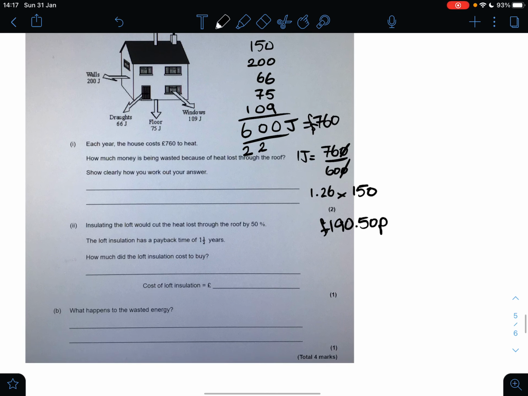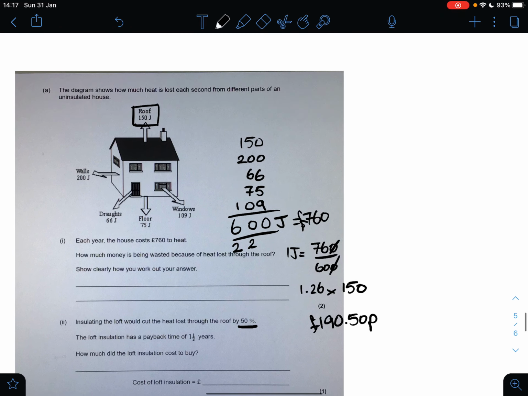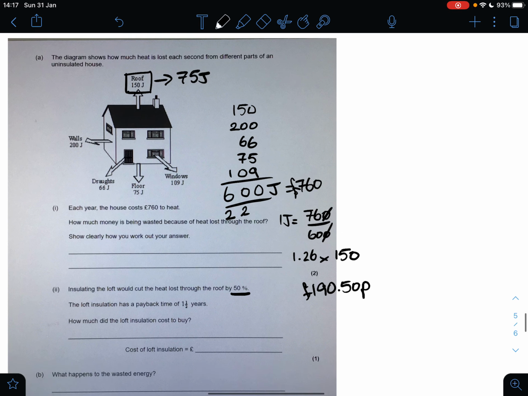Okay, insulating the loft would cause the heat loss to reduce by 50%. Okay, so we can take this number now down to 75 joules, half of 150. The loft insulation has a payback time of 1.5 years. So that's how long it takes by saving you money. How much did the loft insulation cost to buy? Okay, so we was spending that.